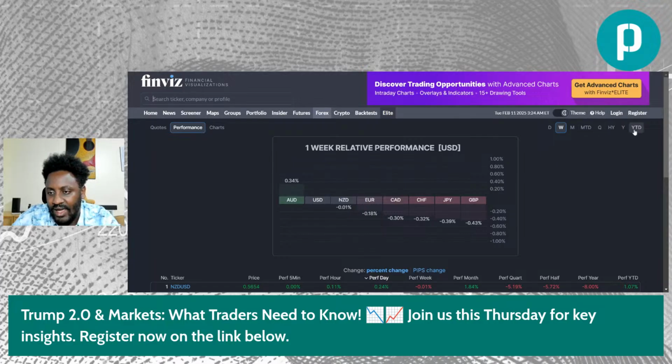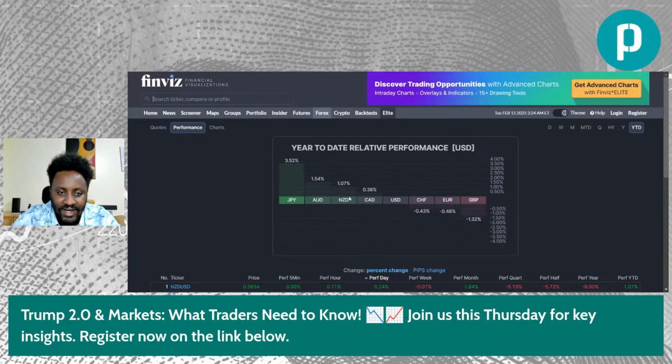And if you look at the year-to-date performance, that is since the year started, the Japanese yen has gained 3.52% against the dollar. The Australian dollar is up 1.54%, and the New Zealand dollar 1.07%. Whereas the biggest losers have been the UK pound, down 1.32%, and the euro, down 0.46%. The Swiss franc is also down 0.43% to the US dollar.